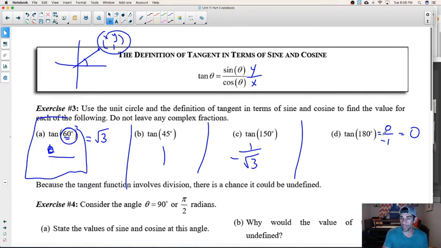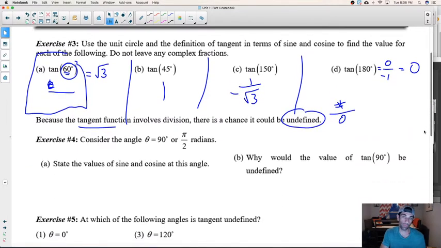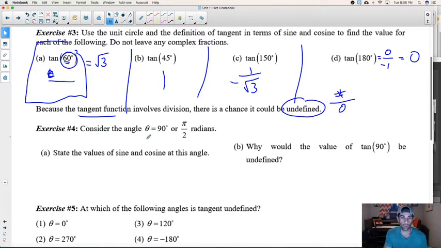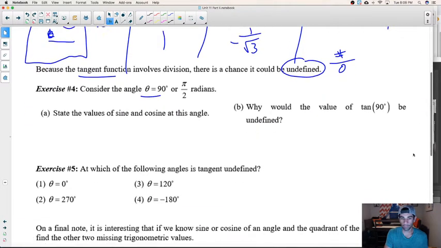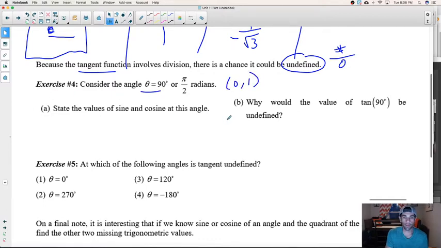So again, since we're dealing with fractions here in the tangent function, there's a chance that you can be undefined. Remember, to be undefined means that the denominator is going to be 0. So you have to be careful to make sure that when you're doing it, if the tangent function would be undefined, you couldn't do that one. And here you go. Consider the angle theta at 90 degrees, or pi over 2 radians. And that's right here. 0, 1. State the values of the sine and cosine at this angle. So the sine of 90, and remember that's your y point, would be 1. The cosine of 90, remember that's your x point, would be 0.